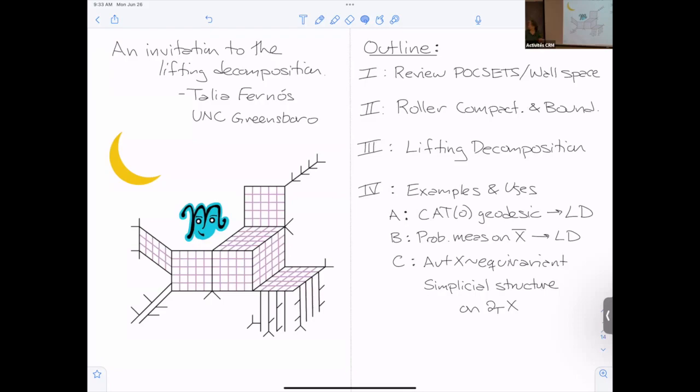Also a probability measure on the Roller compactification. And then also how this vaguely can be used to get an OT tilde equivariant simplicial structure on the Tits boundary. So OT tilde equivariant means that it's not equivariant on the nose, but it's equivariant up to homotopy equivalence.